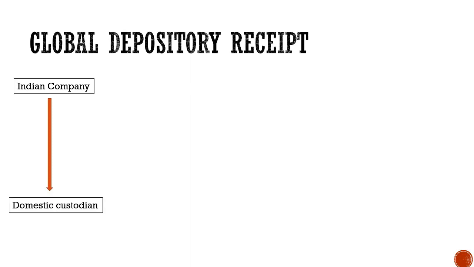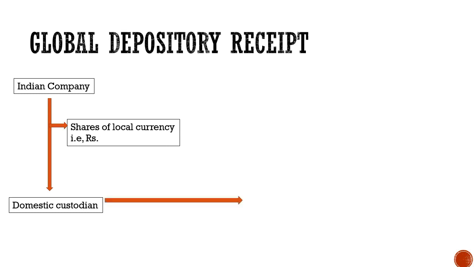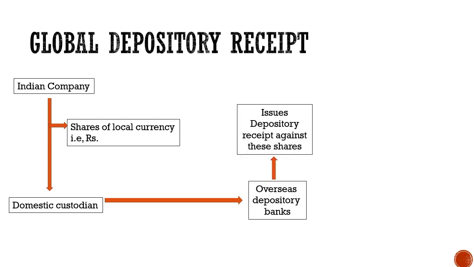So it contacts a domestic custodian which holds all the shares in local currency, that is in rupees. This domestic custodian will contact the counterparty, that is the overseas depository bank. Now this overseas depository bank will issue depository receipts against these shares, which we have already discussed earlier. The overseas depository bank now informs the investors that those local shares of the Indian company have been credited in their account in the overseas depository bank.